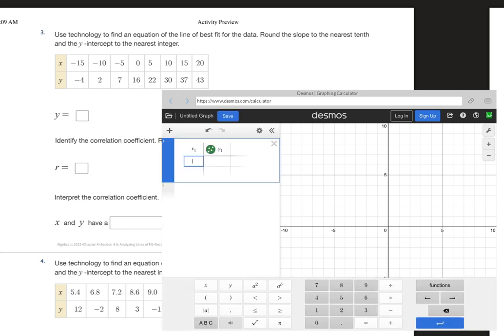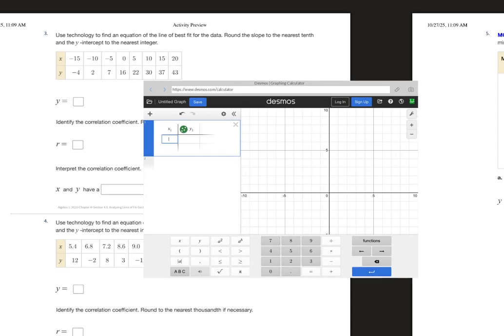And then notice it already has our X and our Y. So here's what I'm going to try and do. I need to zoom out because I can't see the keyboard on my screen. There we go. I'm going to type negative 15 and hit enter. I'm going to do all the X's first, just a little bit easier for me. Oh, wow, it actually fills it in for me. That's cool.